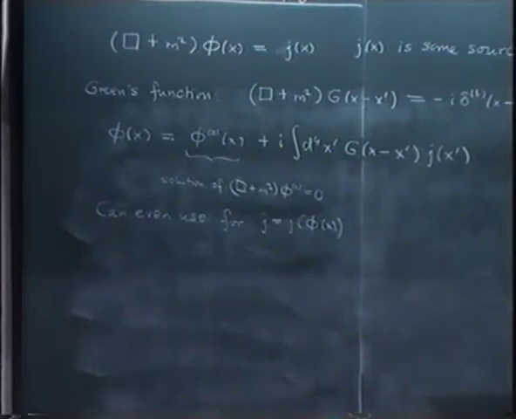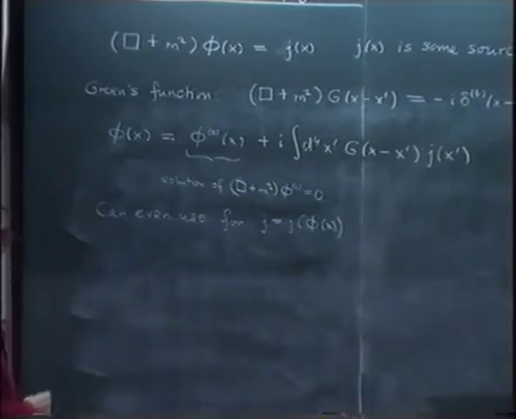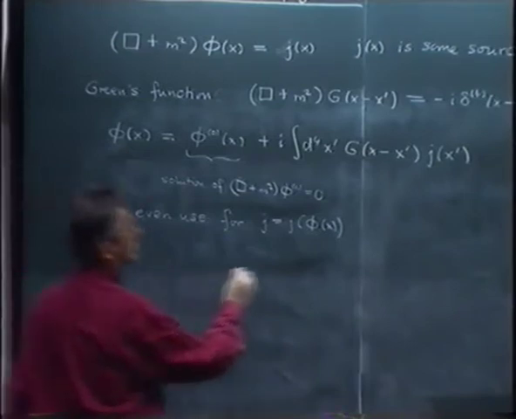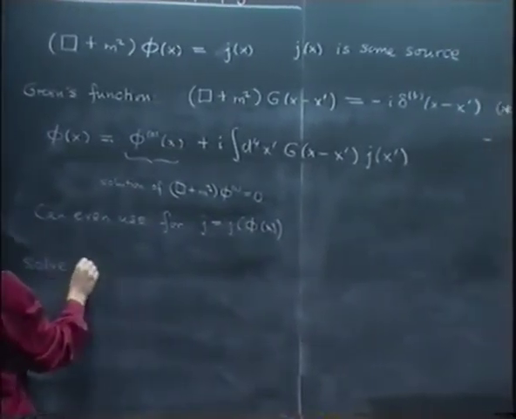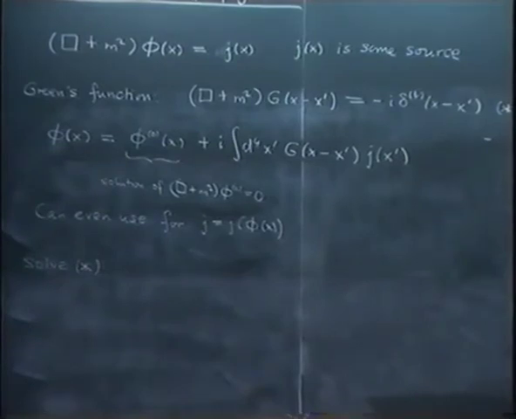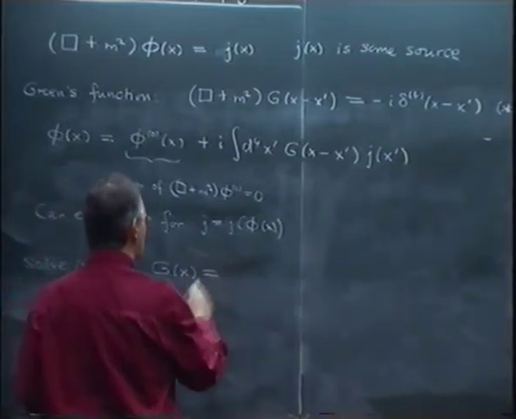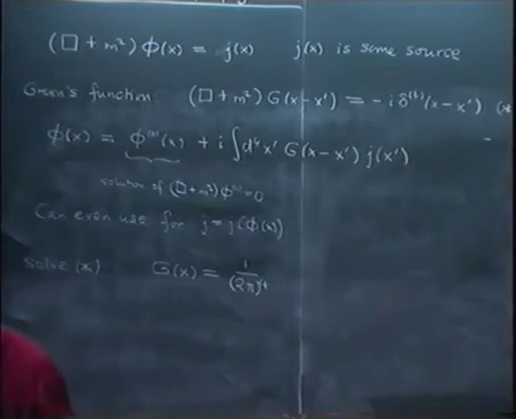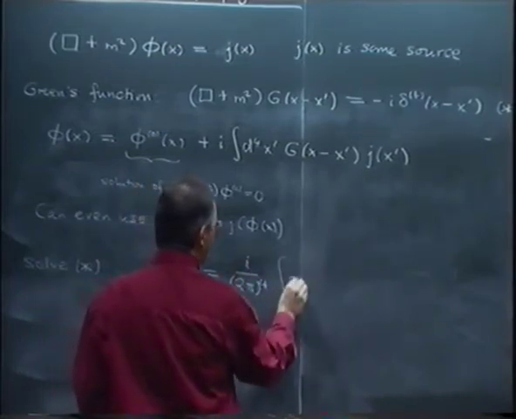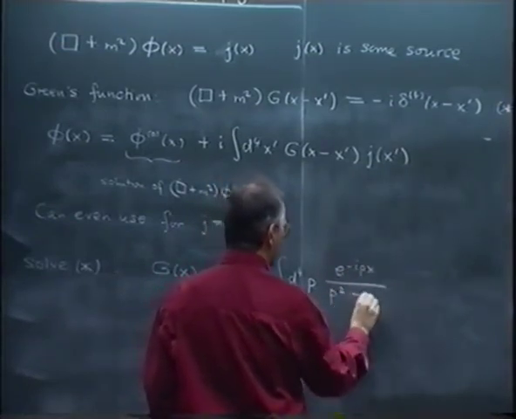Well, so all we have to do is solve this equation here, which we call star, and this is done by going to Fourier space. By doing so, you find that g of x is equal to 1 over (2 pi)^4, and I should put an i here, times the integral d^4p e^(-ipx) divided by p squared minus m squared.